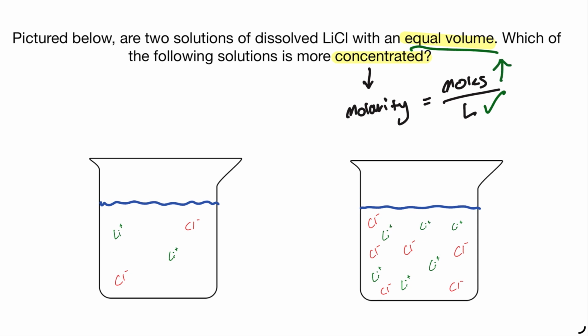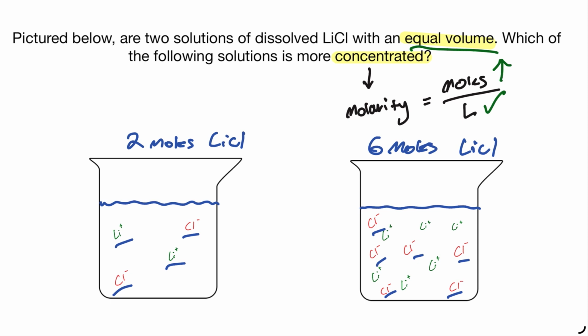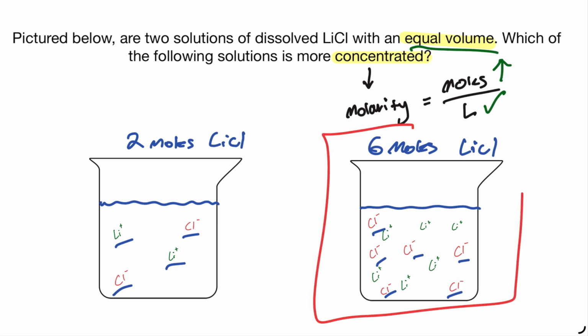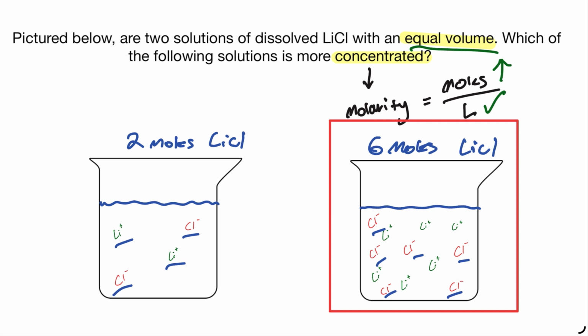So let's just count that up. Let's assume that every ion represents a mole. It doesn't really, but all I care about here is ratios, because it's not asking me to solve for specific molarity. It's just asking which is more concentrated. So over here, I've got 2 lithium ions and I've got 2 chlorine ions. So let's just say I've got 2 moles of lithium chloride in this one. And this one, counting that up, 1, 2, 3, 4, 5, 6, I've got 6 moles of lithium chloride in that one. So which one is going to have a higher molarity? It's going to be our beaker on the right. That's going to have the highest molarity.